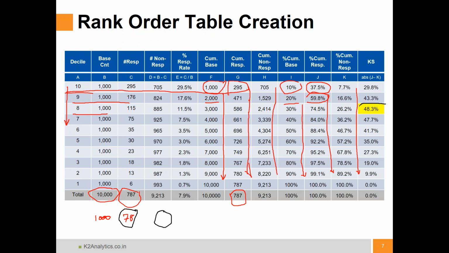The same thing which I showed here in the graph behind, I can do in a tabular format. I'll do a difference between cumulative responders minus cumulative non-responders at each decile level. I do this at each decile level and find out the point where this is maximum, and that number is called KS statistics. Why do you require this KS statistics? Let us understand that.